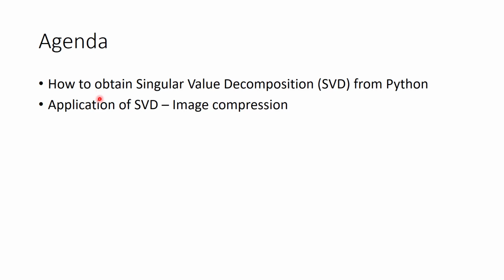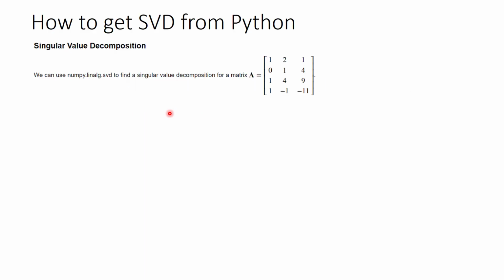In this video, we'll learn how to obtain singular value decomposition, SVD, from Python. And we'll show one application of SVD. This is a matrix A. We can represent this matrix A by the three matrices U multiplied by sigma multiplied by V transpose. This is known as SVD.